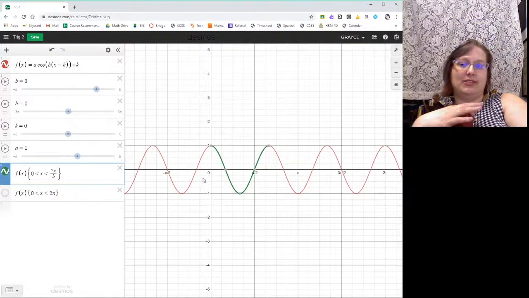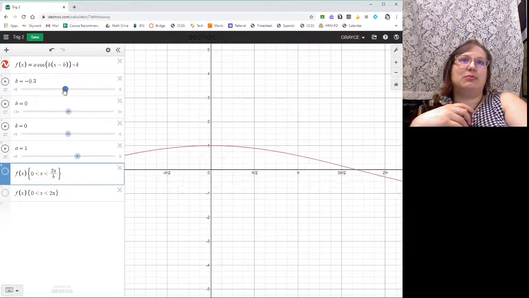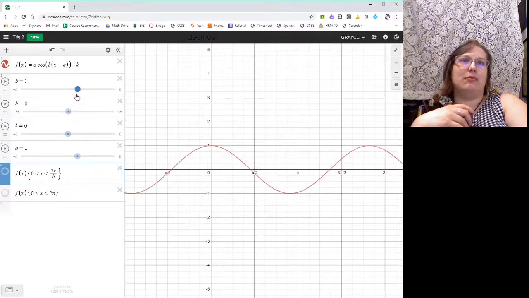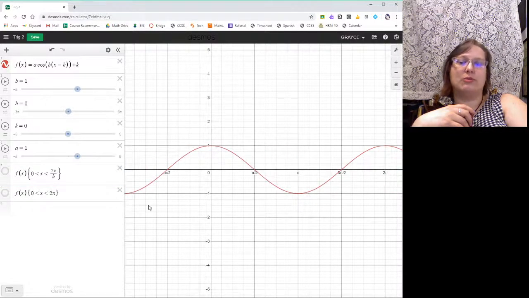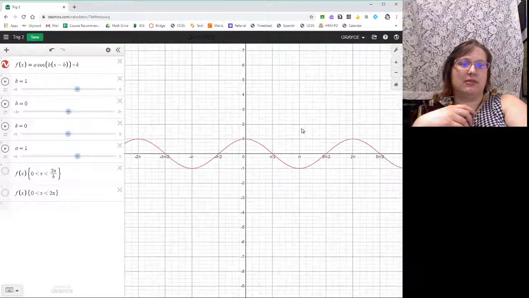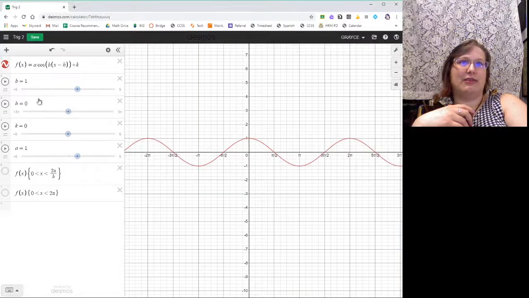Okay, so b changes that. Now, I'm going to turn that off because I also want to show you what h does. So let's just put b back to normal. Let's make b 1. This is a normal cycle. This is our standard cosine graph. And let's move h and see what happens.